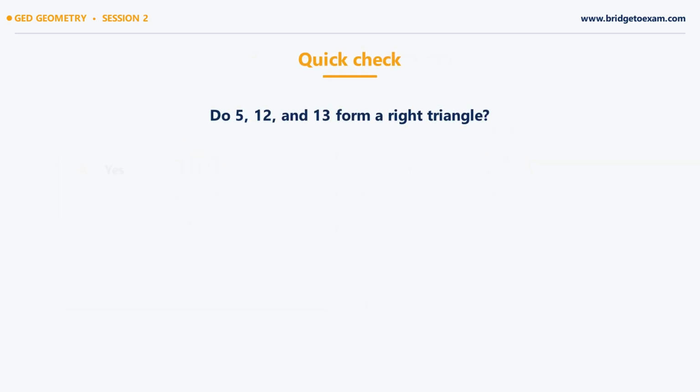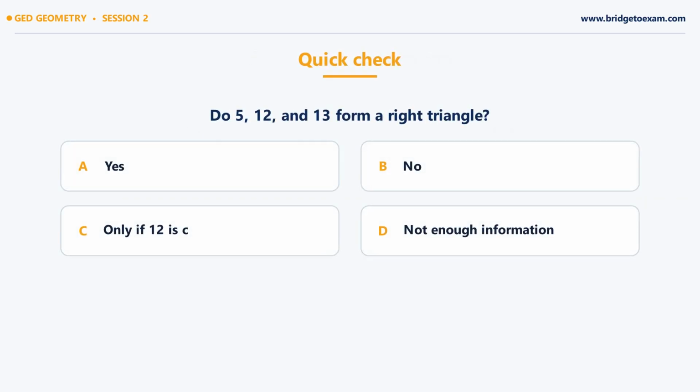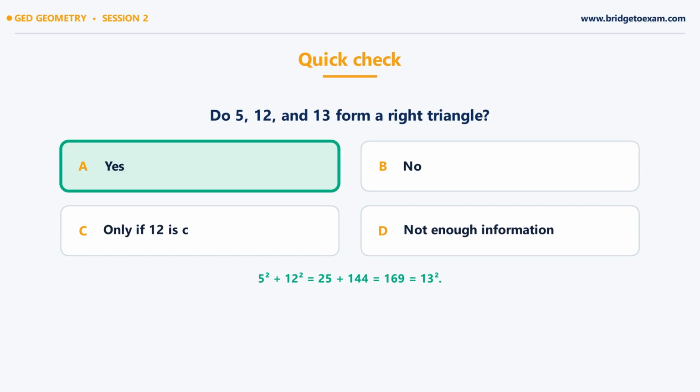Do lengths 5, 12, and 13 form a right triangle? Treat 13 as C. 5 squared plus 12 squared is 25 plus 144, or 169. 13 squared is 169. Yes, the equality confirms a right triangle.